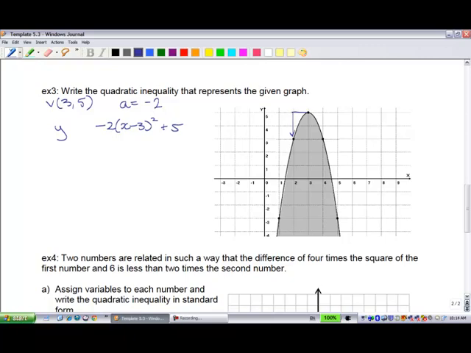Now let's figure out the inequality. It's definitely an equal sign because it's a solid line. And reasoning in this case, or if you want a test point again, let's try reasoning here. It's the region that's shaded in inside the parabola, which is all the y values that are below the curve. So we want all the y values that are smaller than the curve. So there we go. Y is less than or equal to negative 2 x minus 3 squared plus 5.